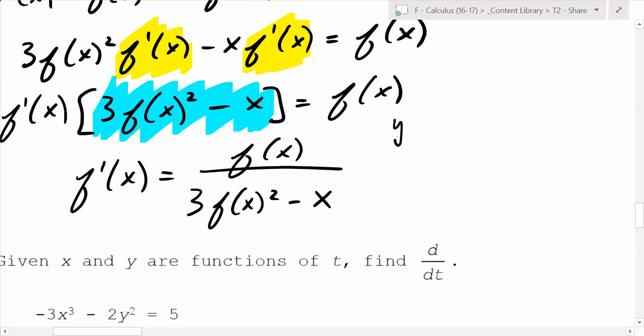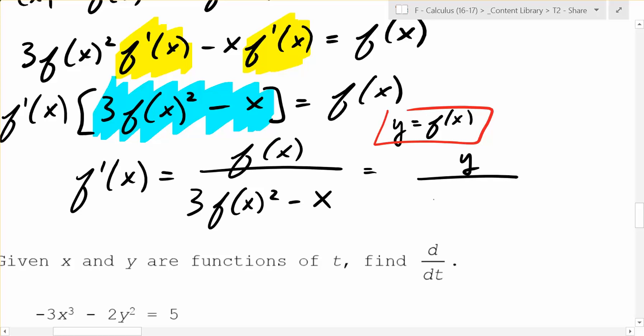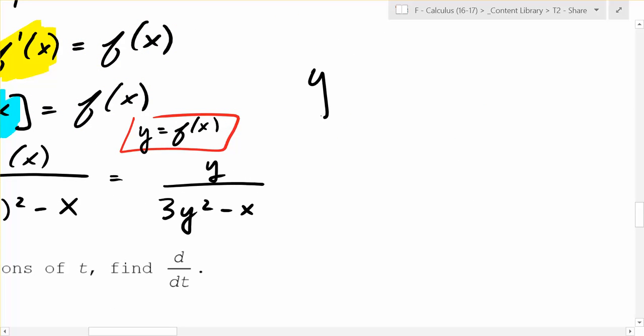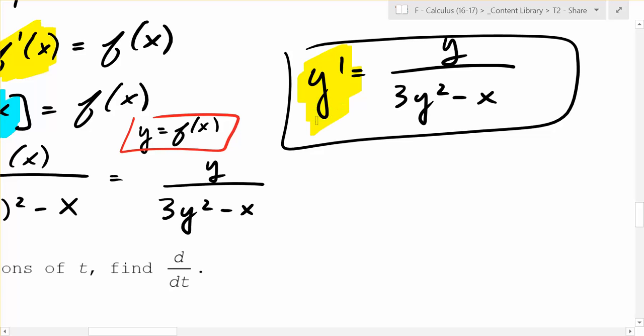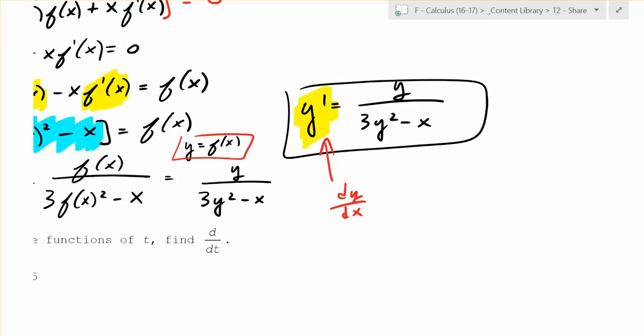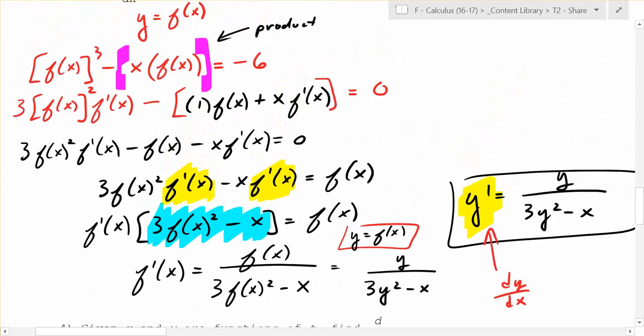But what does y equal? We know that y is equal to f of x, right? So what can we substitute in now? What does this equal? Y over what? 3y squared. So we just found y prime is equal to y over 3y squared minus x. This right here is just another way of writing dy dx. Remember how there's lots of different ways to write y prime? We just found it. Did we have to isolate y? No. We did not have to isolate y.